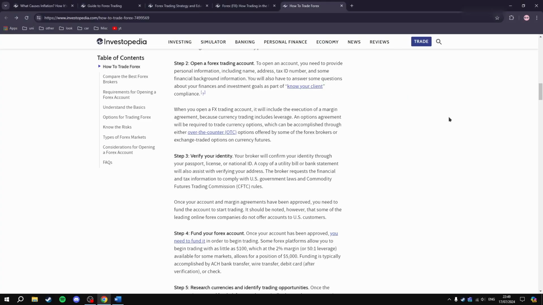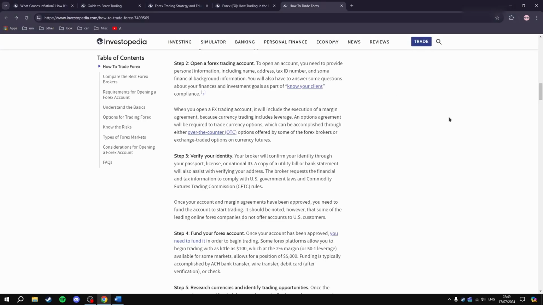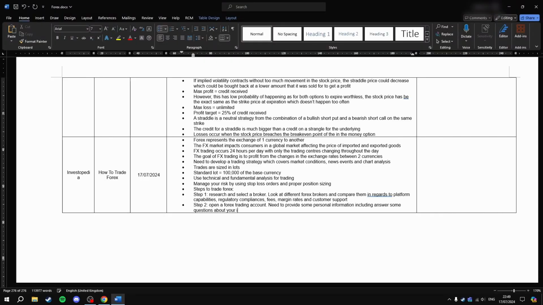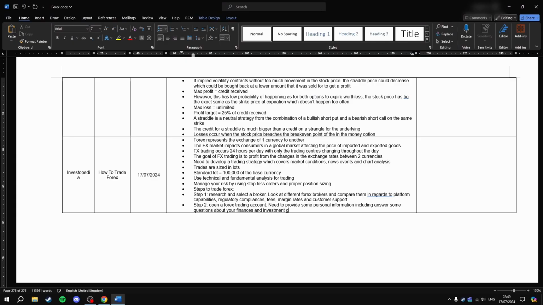You need to provide some personal information, including answering some questions about your finances and investment goals.